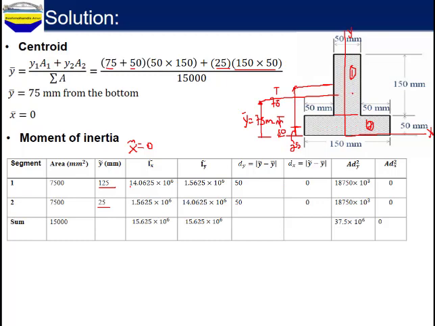For shape 1, which distance is cubed? This length is cubed, because the axis of rotation is the y axis. So for shape 1 the cubed term is 50, and b is 150. Therefore 150 times 50 cubed divided by 12. For shape 2, this is 150 cubed and 50 is the base, therefore 50 times 150 cubed divided by 12. We calculate this and then add them.